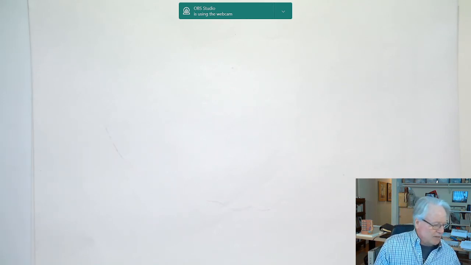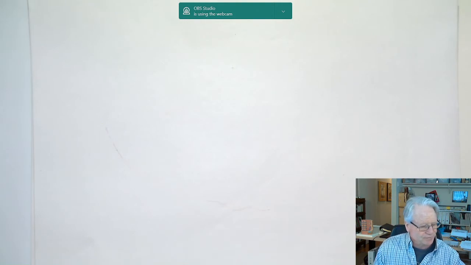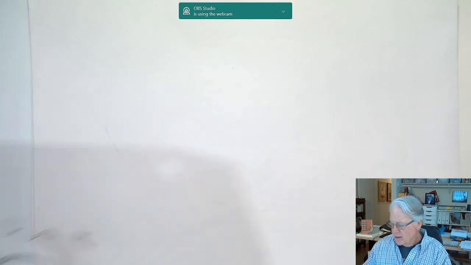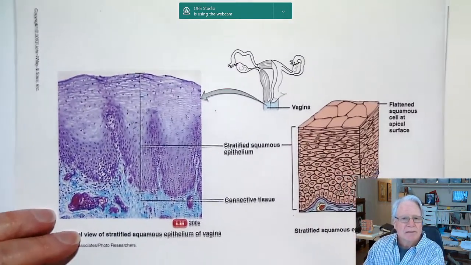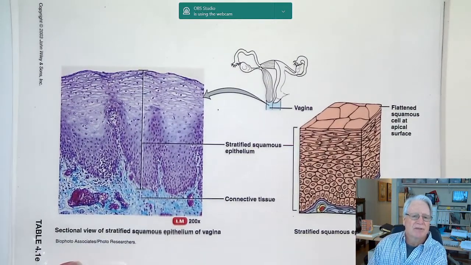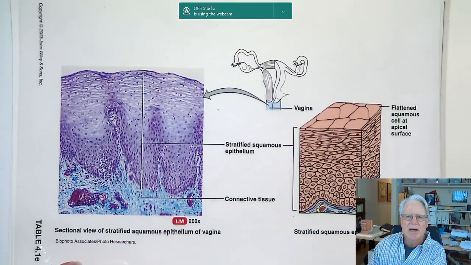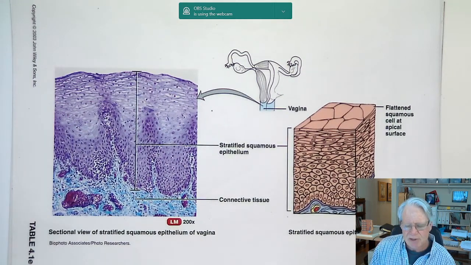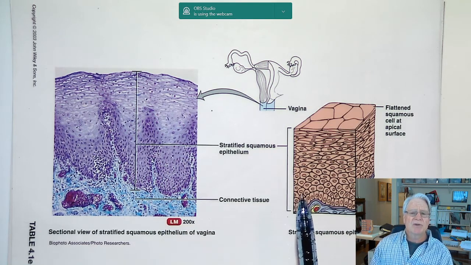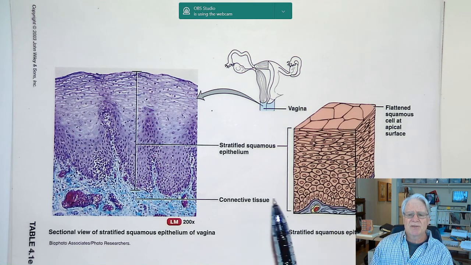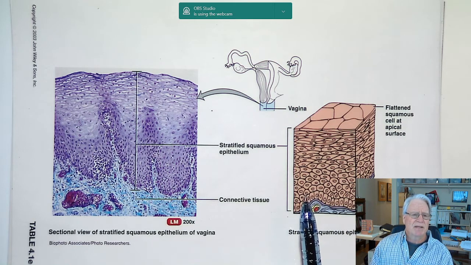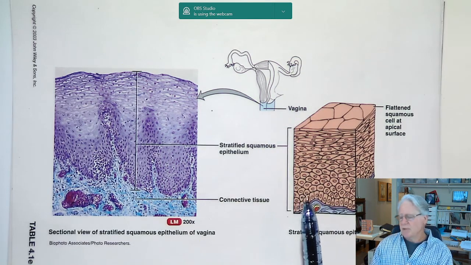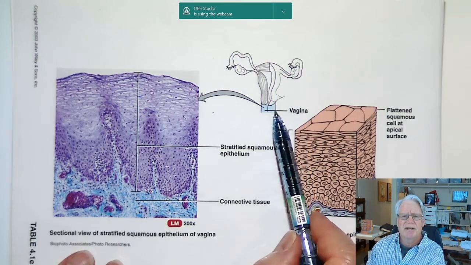Simple columnar epithelium, non-ciliated. Then we have stratified squamous epithelium. So a lot of flat cells stacked on top of each other. And by the way, when we talk about stratification, we're not talking about just 2 layers or 3 layers. Generally, it's a lot more than that, particularly with stratified squamous epithelium. Many, many layers. So again, this is the vagina.